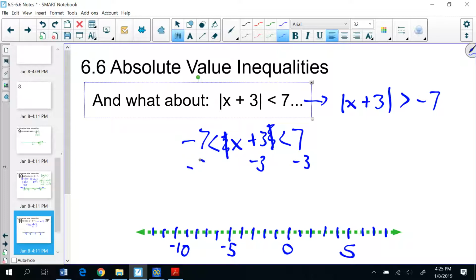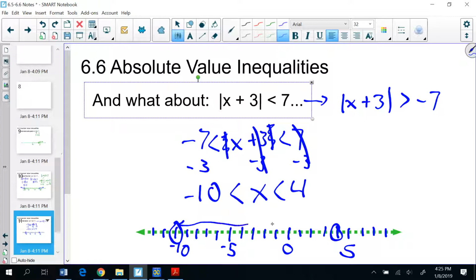Subtract 3 from each side. Instead of canceling out, these ones will turn into +4. And this one, -7 minus 3, is -10. All that's left in the middle, this one cancels, is just x. -10 is less than x, which is less than 4. And all the space in the middle is what I fill in. That is how we solve absolute value inequalities.